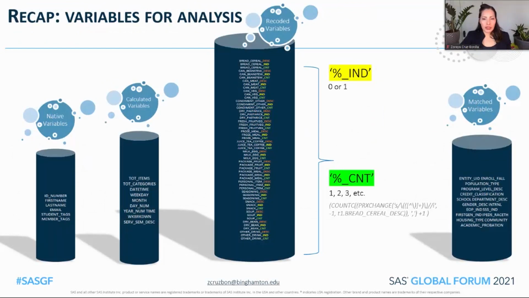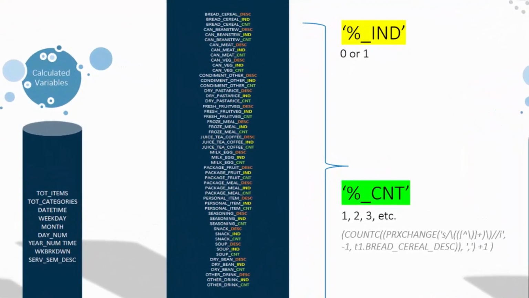After wrangling with the raw data in all sorts of ways, 4 types of variables were created. Those that were unchanged from their natural form, those that were calculated to provide depth to the data, those that were recoded to enhance organization. For example, food categories ending with IND were dichotomous variables to indicate whether the food category was selected or not. So 0 for no and 1 for yes.